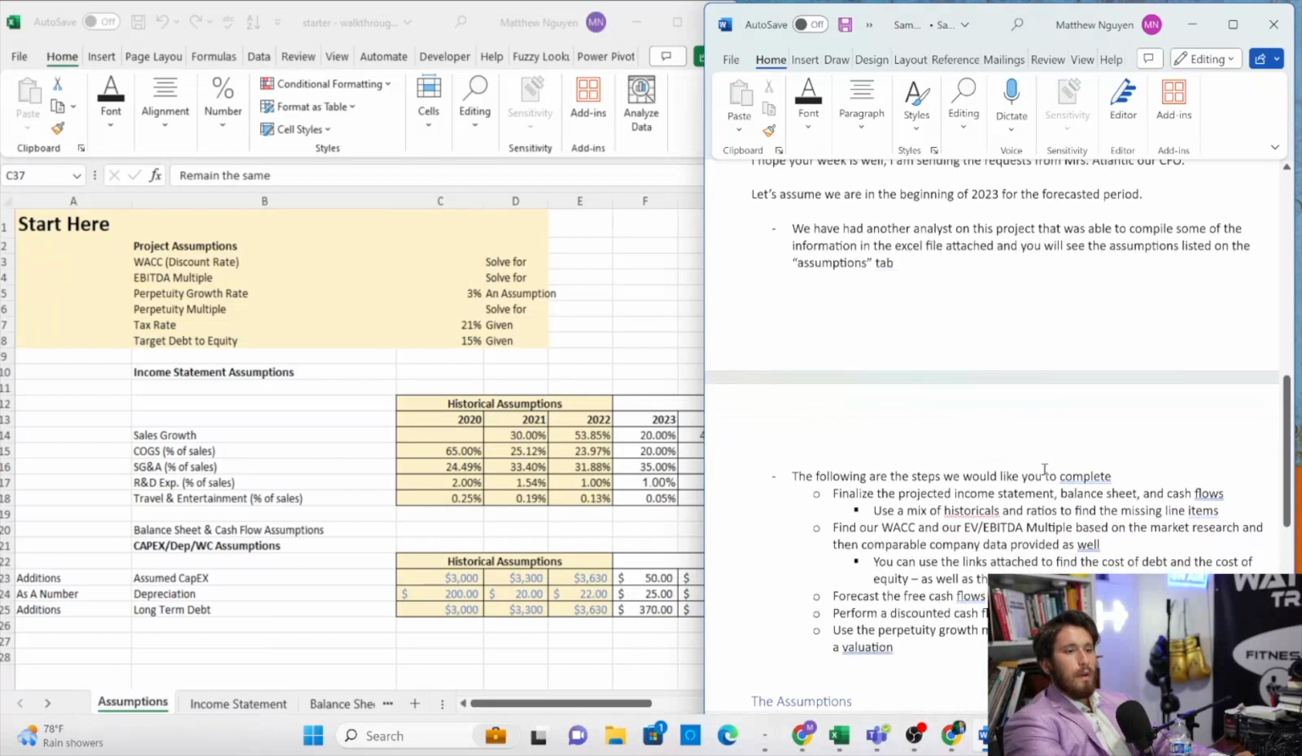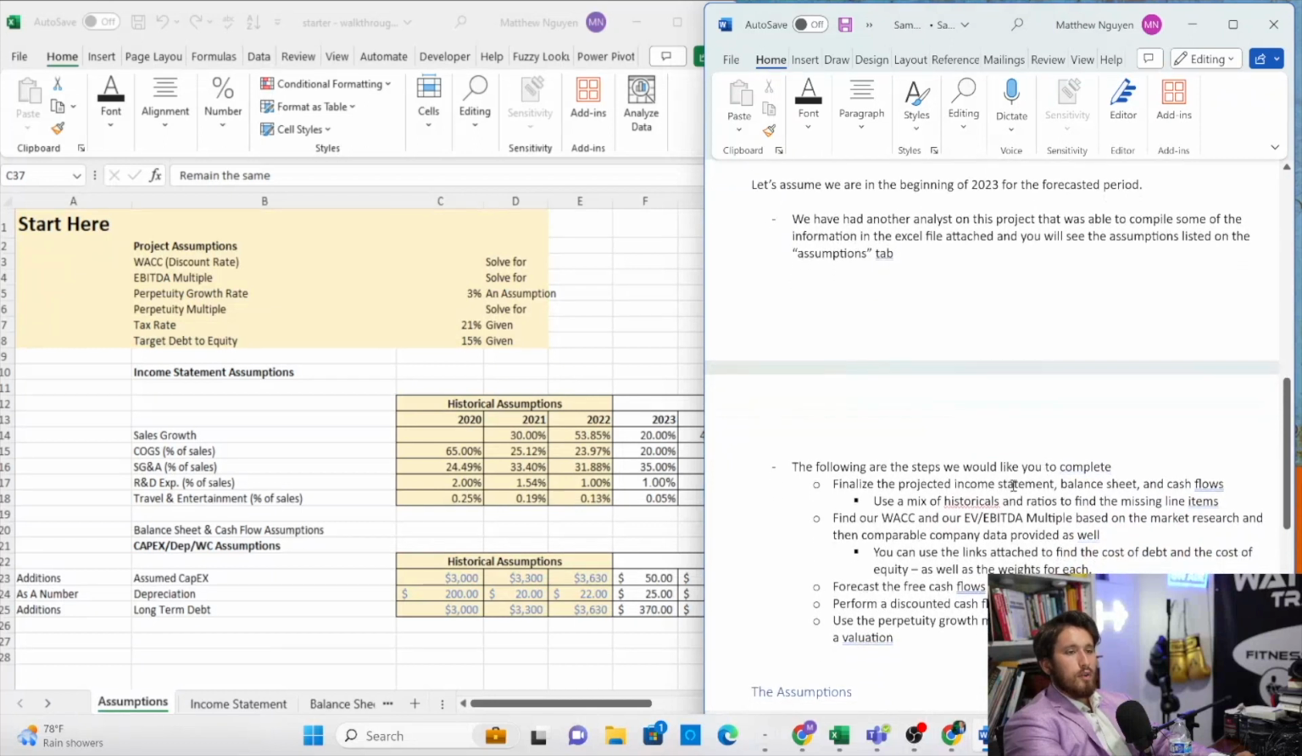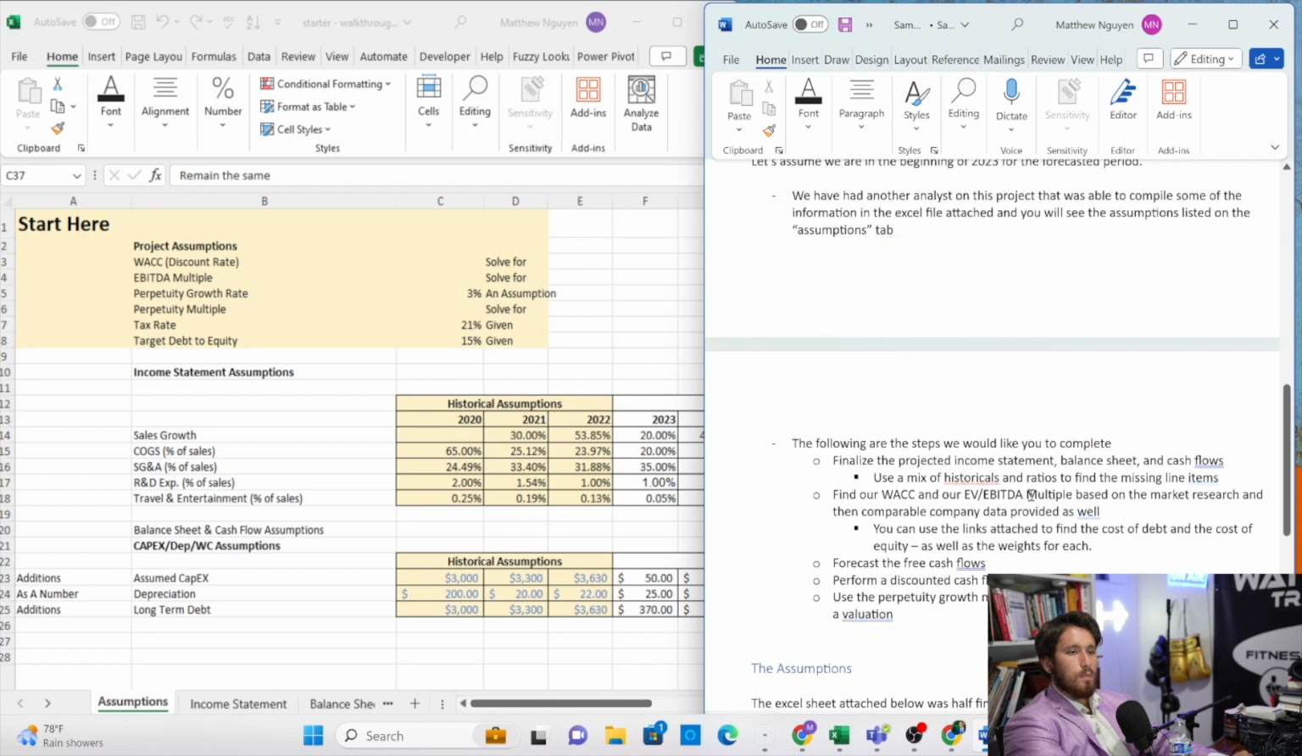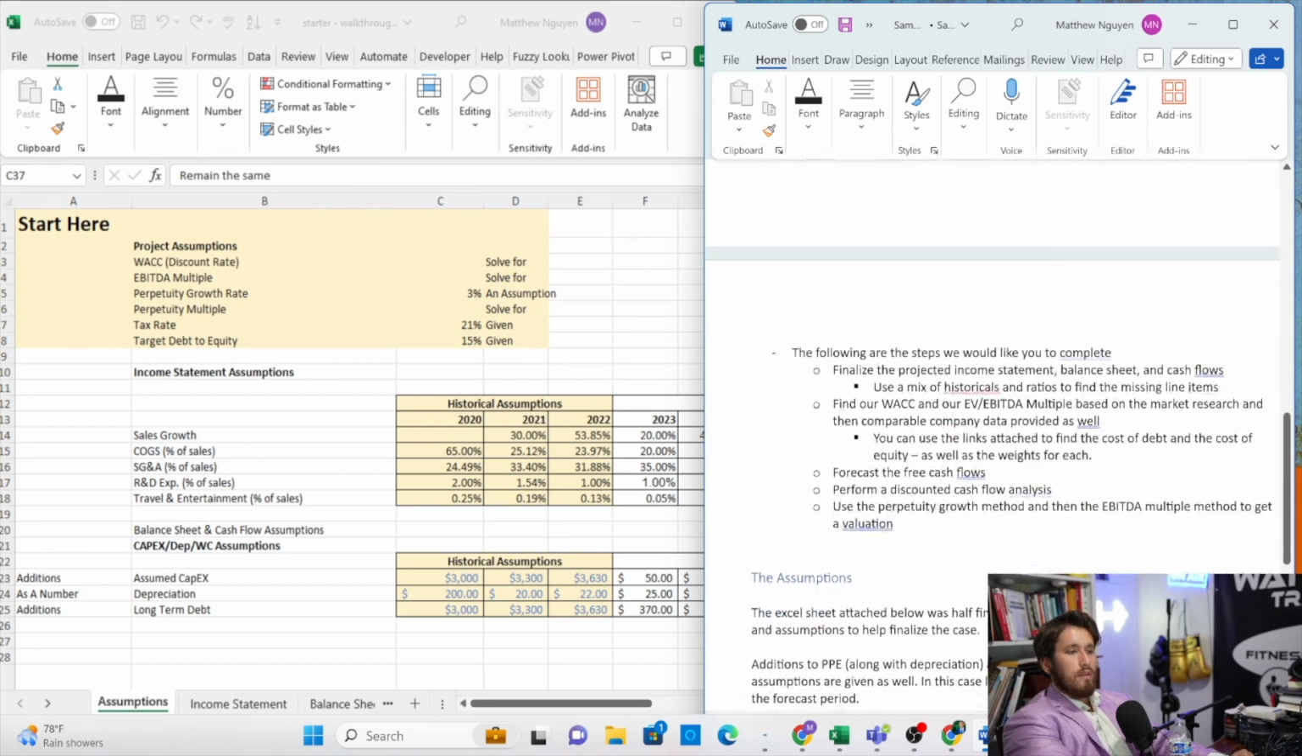Finalize the projected income statement, balance sheet, and cash flows. Use a mix of historicals and ratios to find the missing line items. Find our WACC and our EV to EBITDA multiple based on market research and comparable company data provided as well. You can use the links attached to find the cost of debt and cost of equity as well as the weights for each. Forecast the free cash flows. Perform a discounted cash flow analysis. Use perpetuity growth method and EBITDA multiple method to get a valuation.